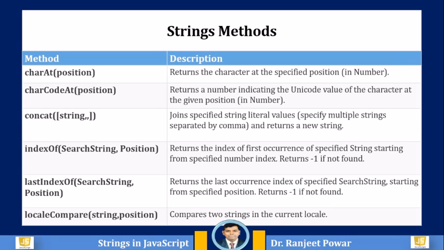Here we have to study some string methods. The first method is charAt. The charAt function returns the character at x position within the string. The next one is charCodeAt. This function will return the Unicode value of the character at a specific position within the string. The concat function combines one or more strings into an existing one and returns the combined string. The original string is not modified.